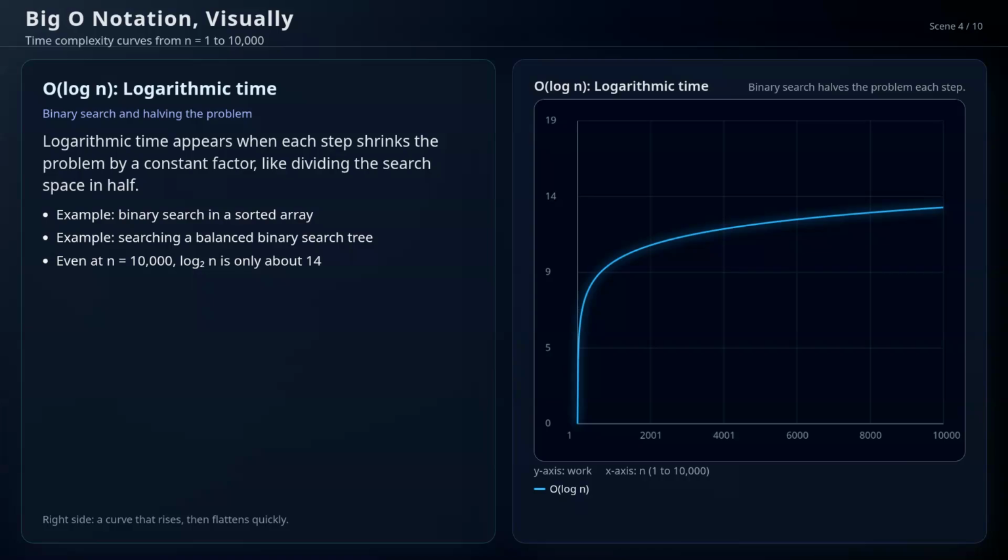Logarithmic time, O of log n, grows very slowly. A classic example is binary search. Each step cuts the search space in half, so the number of steps is the number of times you can divide n by 2 before you get down to 1. On the graph, O of log n starts off increasing, but it quickly flattens. Even when n goes all the way to 10,000, log base 2 of n is only around 14, which is tiny compared to n itself.